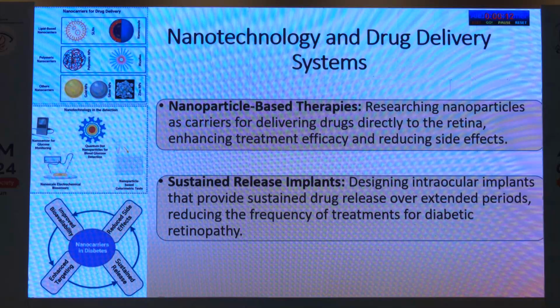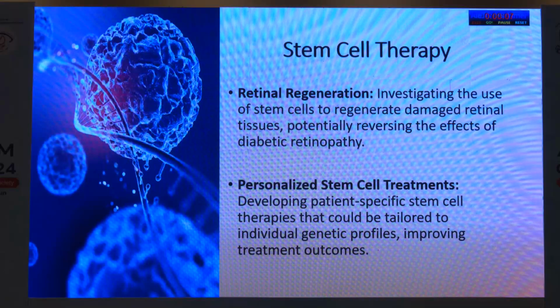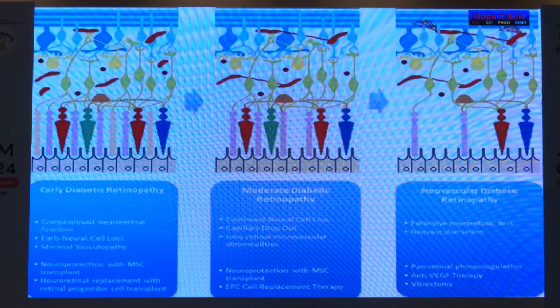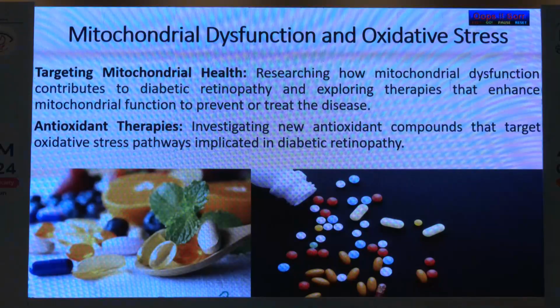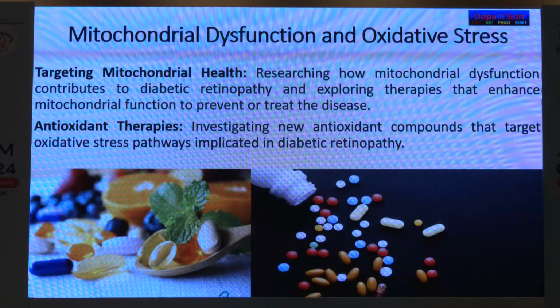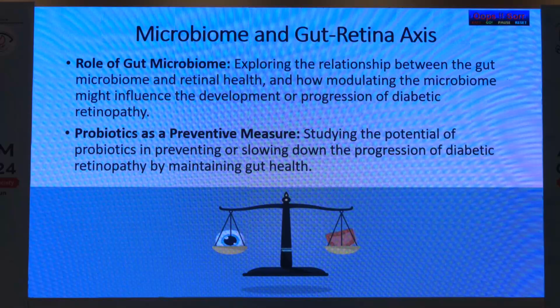Latest anti-VEGF, nanotechnology based or sustained release implants, and stem cell therapy can probably reverse the effect of diabetic retinopathy. These are the latest stem cell therapies, and they do work in early and moderate stages, but not in the advanced stage. Nowadays, the stress is that mitochondrial dysfunction is one of the main causes of diabetic retinopathy. So either we treat the mitochondrial health by giving antioxidant therapy or some mitochondrial energy giving agents, probably.